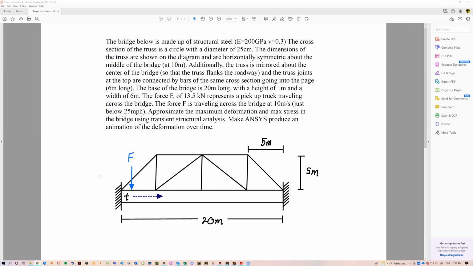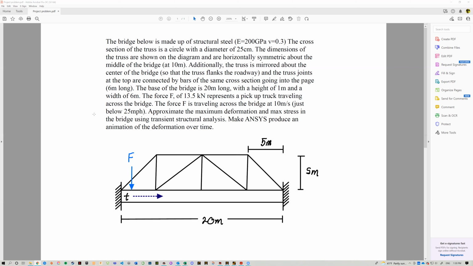So in the problem, I basically plan to split the top of the bridge up into a bunch of faces and apply the force to each face over time to approximate the truck going across the bridge. I also Googled the weight of a pickup truck, and 13.5 kilonewtons is just about right.